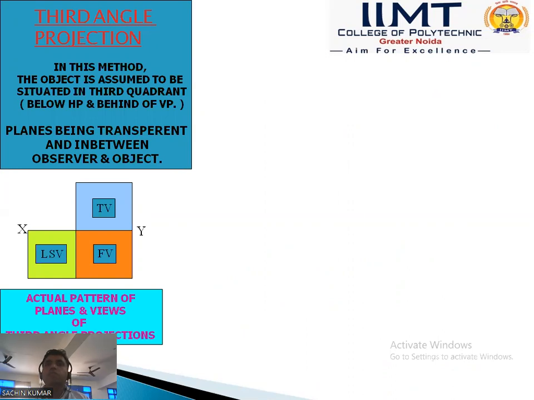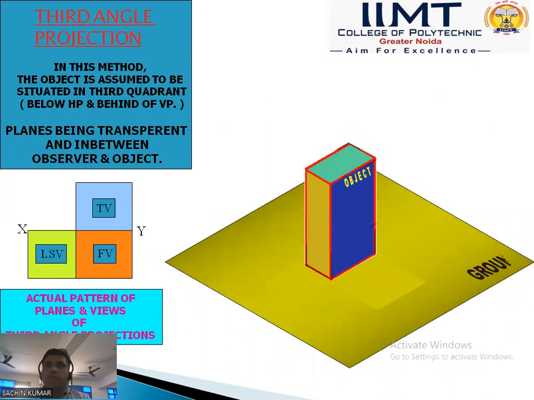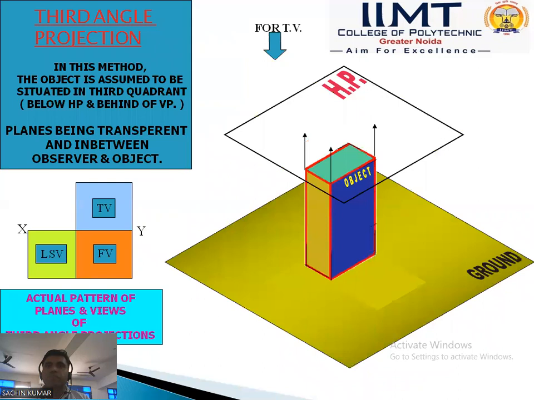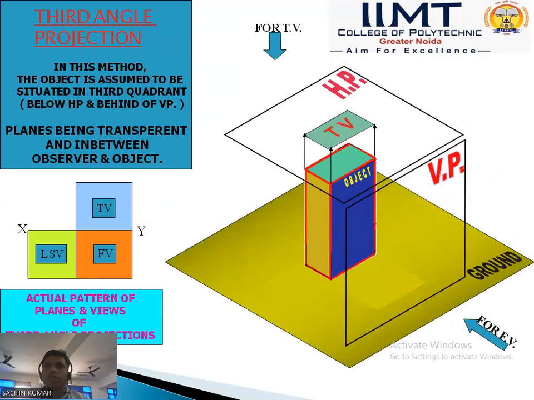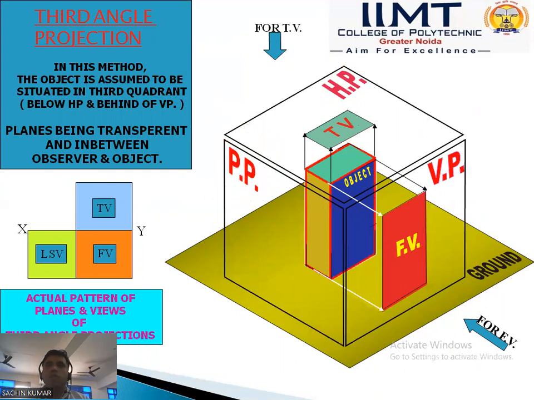The representation of any object in the third quadrant system means the object lies below the horizontal plane and behind the vertical plane. Then another thing we can consider is the object, and the ground, vertical plane, horizontal plane. This is HP. This object lies between the horizontal plane and the vertical plane. The front view goes to the vertical plane, and after that this is the profile plane. The side view goes to the profile plane, and the top view to the horizontal plane.